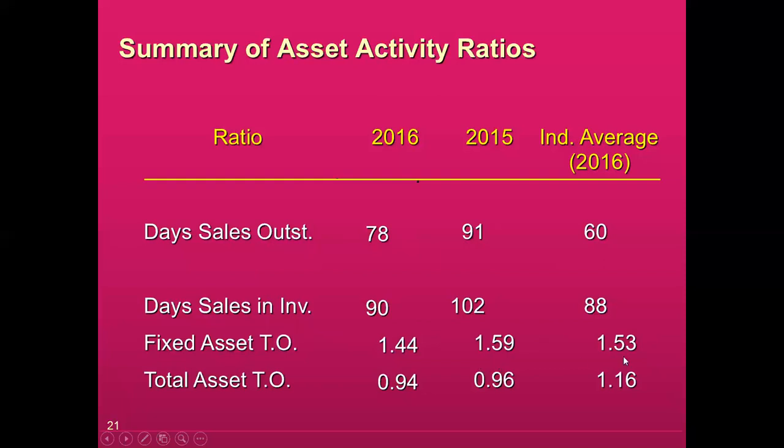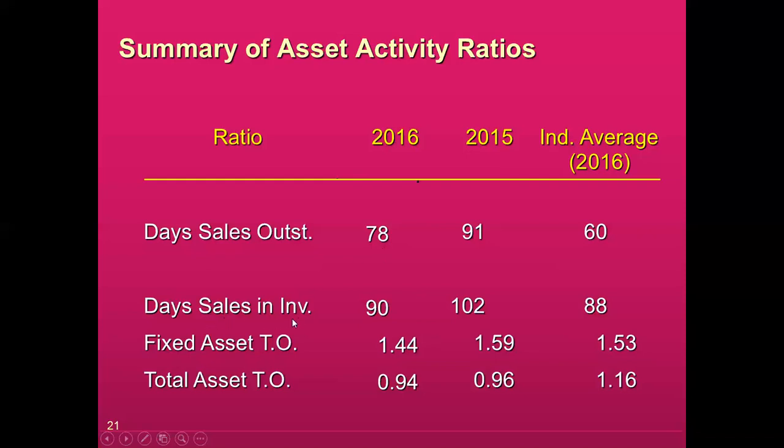Now check here. Industry average, day sales outstanding. This is important, so again repeating it here. Day sales outstanding shows in how many days the company is collecting receivables from customers. So on average, the industry is collecting its receivables in 60 days. In 2015, we were collecting our receivables from customers in 91 days. But now we improved and are collecting in 78 days.